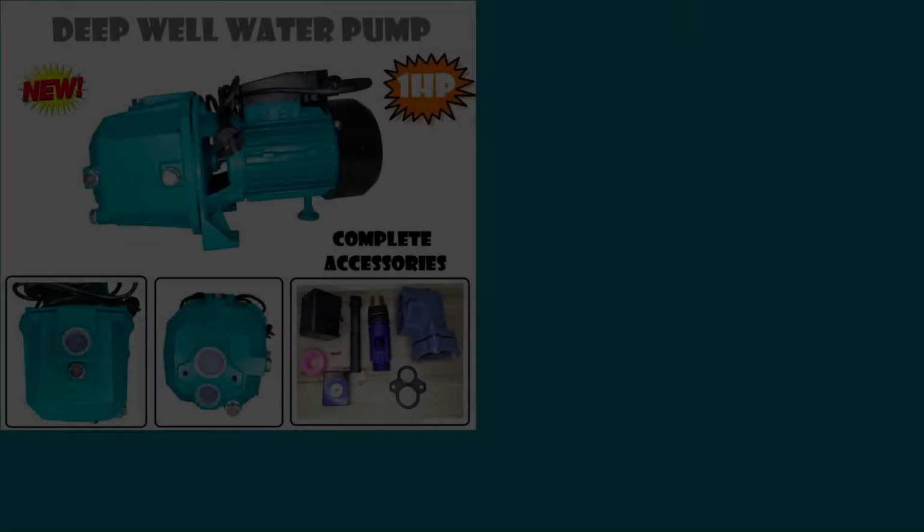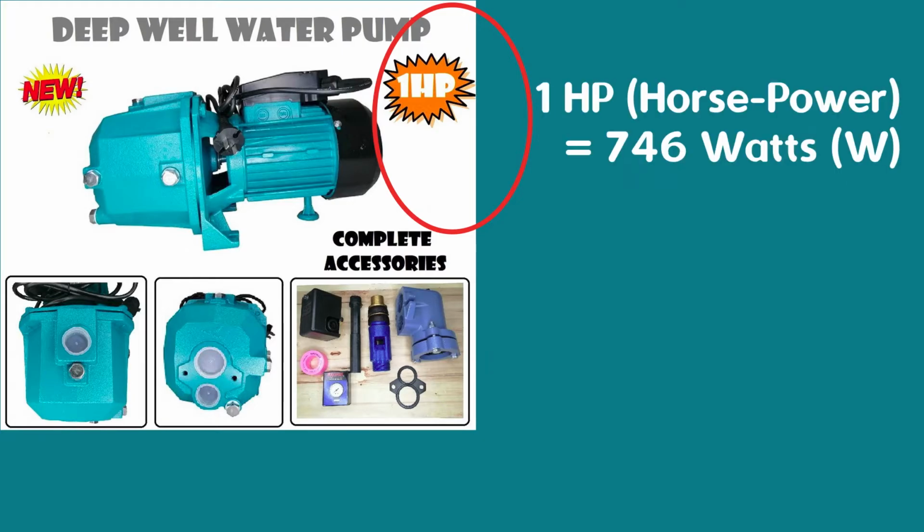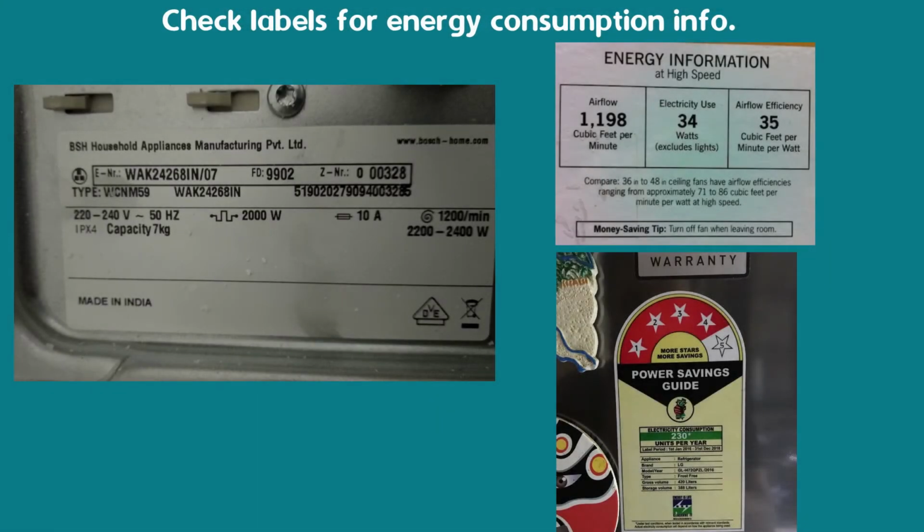For electric motors, we measure power in terms of HP or horsepower. 1 HP equals 746 watts. If we run a 1 HP motor for 1 hour and 20 minutes, then 1 unit of energy will be consumed. To find power requirements, you can always read the label of the appliances.